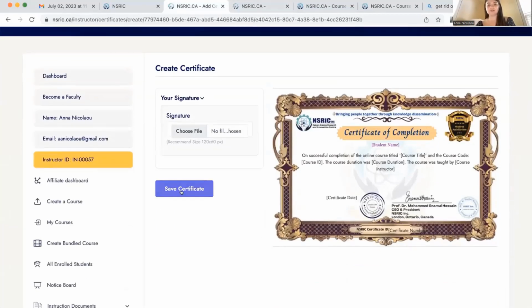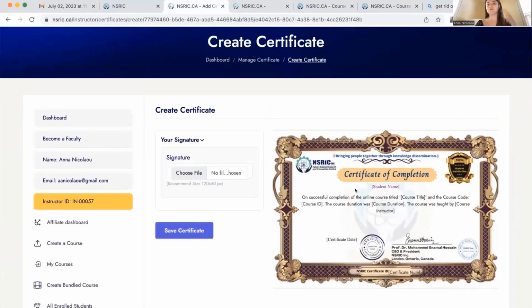And then all you'll have to do is click Save Certificate, because everything else will be filled in automatically. So the student's name, because every student's name is different, will be filled in, and they will also automatically fill in the course title, the course ID, the course duration, and the course instructor. All you need to do is the signature. Same with the certification date, that will be filled in depending on when the student actually completed the course.